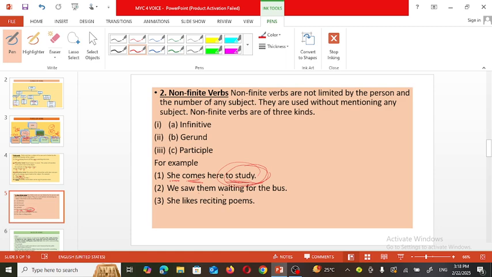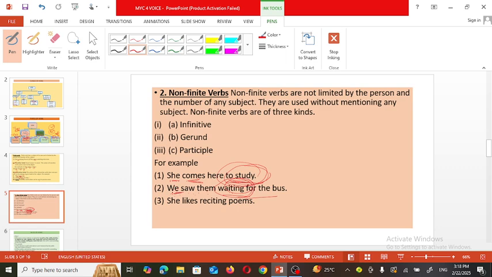We saw them waiting for the bus. We is the subject, saw is the verb, and to whom we saw them. So subject, verb, object. But see the remaining part of the sentence, waiting for the bus. So waiting is the action for the bus. So this word cannot be changed even though we have changed the subject, singular, plural form or anything.